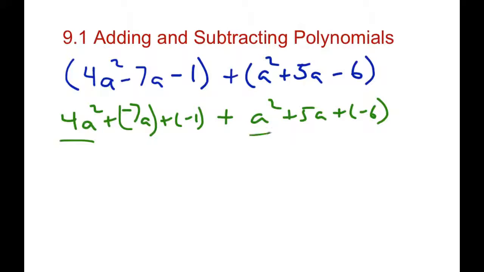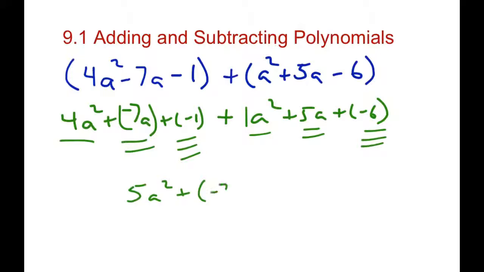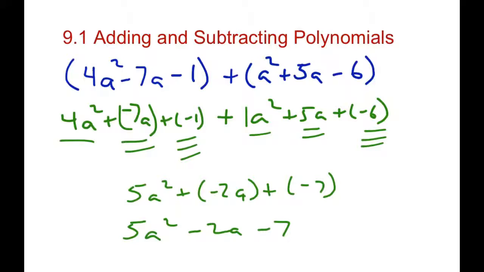All right, my like terms, 4a squared and a squared, negative 7a and 5a, negative 1 and negative 6. So 4a squared plus a squared, don't forget a squared is 1a squared, 5a squared plus negative 7a plus 5a is negative 2a plus negative 1 plus negative 6 is negative 7. Okay, if you don't like the plus negatives in your final answer, 5a squared minus 2a minus 7. Once again, descending order with exponents.